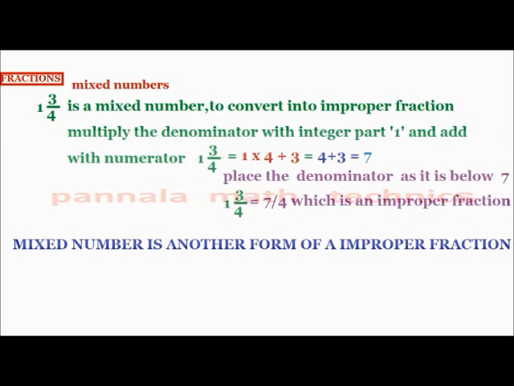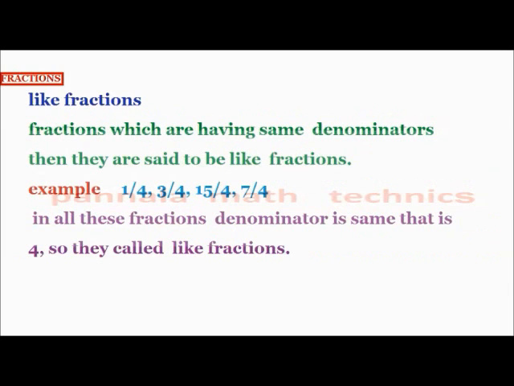To convert into an improper fraction, multiply the denominator with the integer part and add the numerator. Now 1 3/4 becomes 1 into 4 plus 3, that is equal to 7, and now place the denominator as it is, below the 7. So 1 3/4 can be written as 7/4, which is an improper fraction. So a mixed number is another form of an improper fraction.